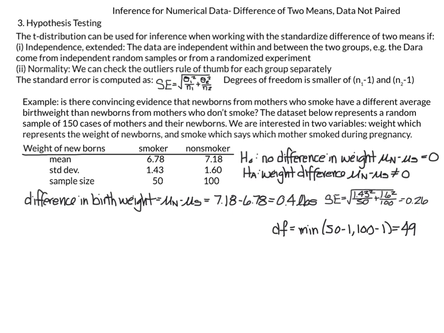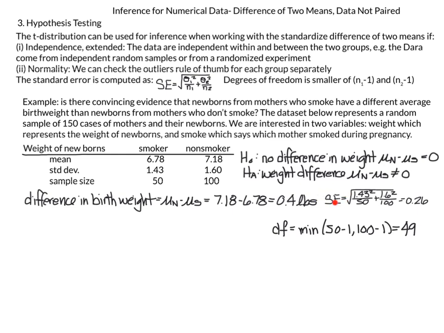Doing some of the quick, easy calculation, the difference in birth weight from our sample is going to be 7.18 minus 6.78. So that's 0.4 pounds. So there certainly is a difference, but is that just due to sampling because we happen to get the right sample, or is this a real difference?